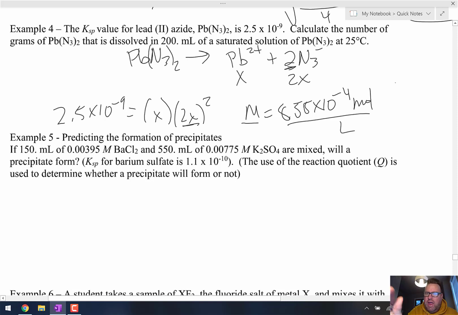We can say 1 liter equals 1,000 milliliters. That's one conversion we can do. And then how many milliliters do we have? We have 200 milliliters. Now they also want it in grams instead of moles. I'm kind of running out of room here, but the next thing I would do is get the molar mass of PbN32. Lead is 207.2. Nitrogen's 14, there's 6 of them, so that's 84. So that's 291.2. So that's 1 mole on the bottom, 291.2.